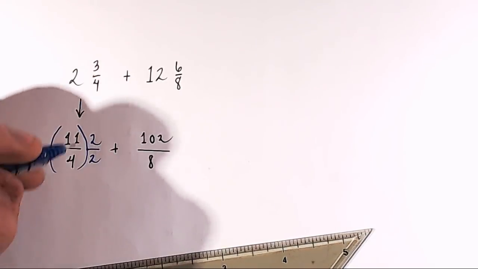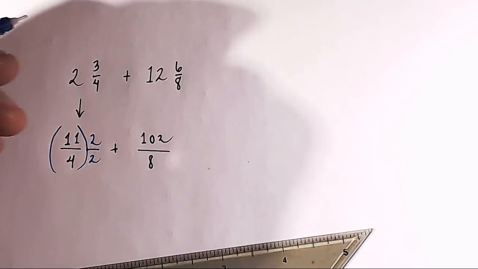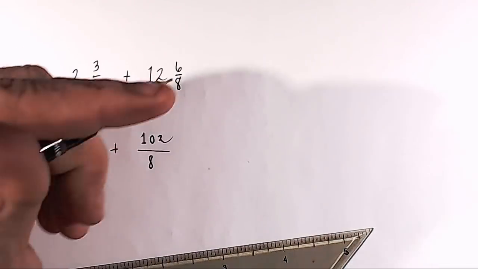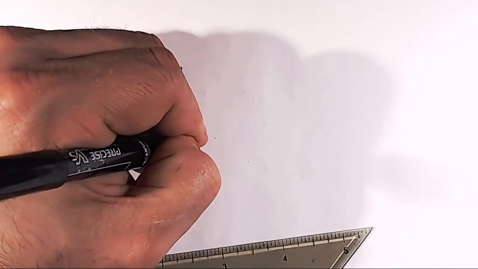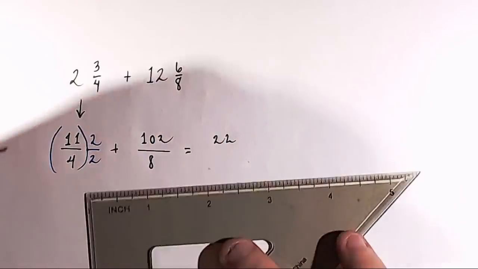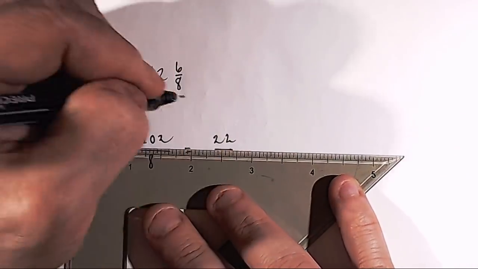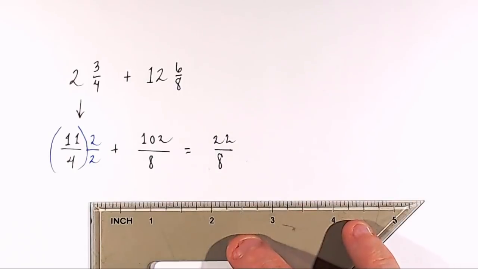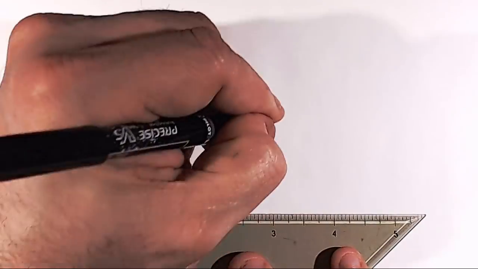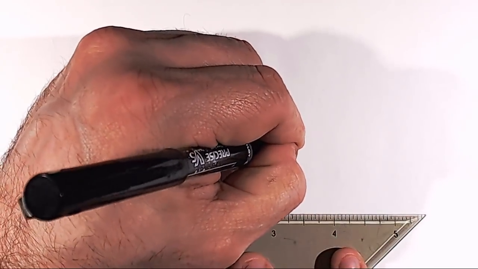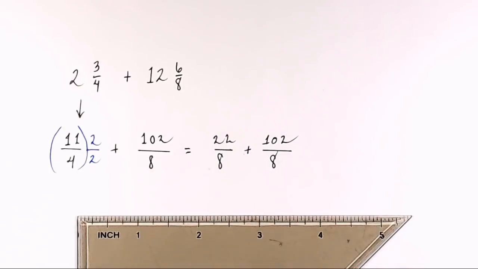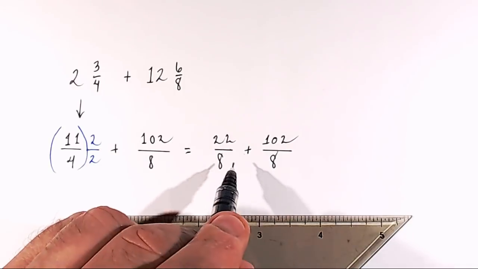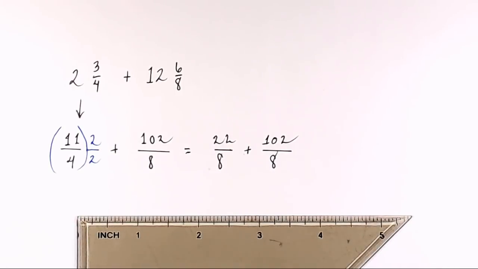So 11 times 2 is 22. We'll write it like this. This equals 22 over 8 plus 102 over 8. And now because you have the same denominator, you can add the numerators.